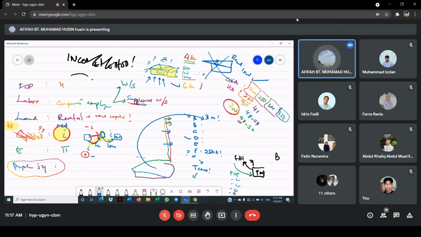Okay, so interest here adalah net interest: interest receive minus interest pay. So you receive bila you save. You save, you dapat 10%. Bila you buat purchase on credit, 5%. So you dapatlah 5% of net interest. Boleh class?